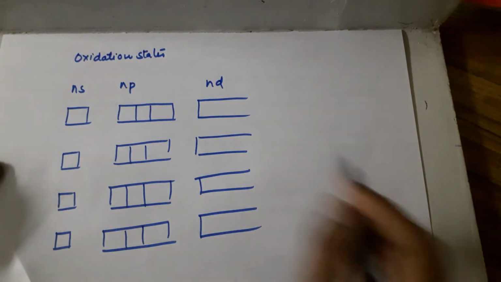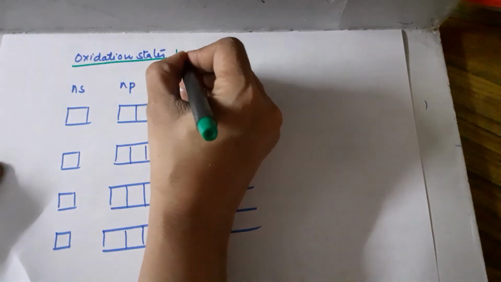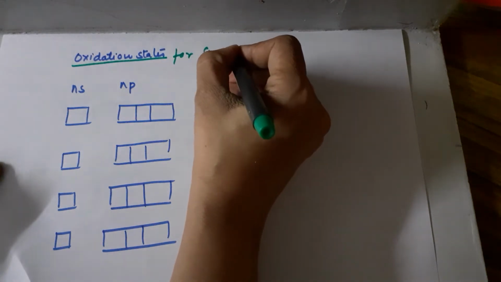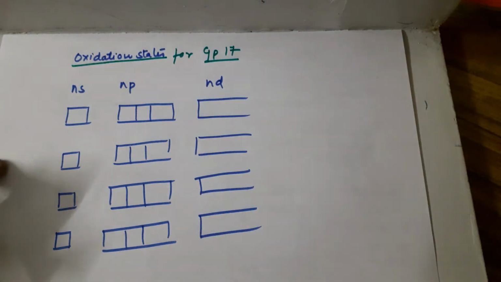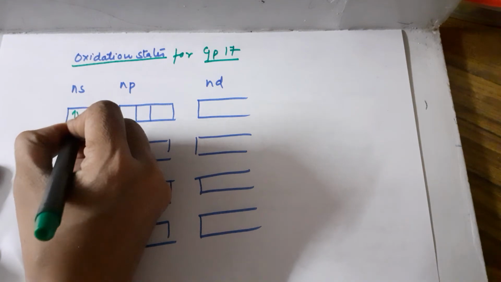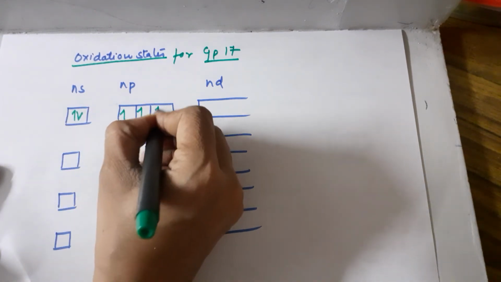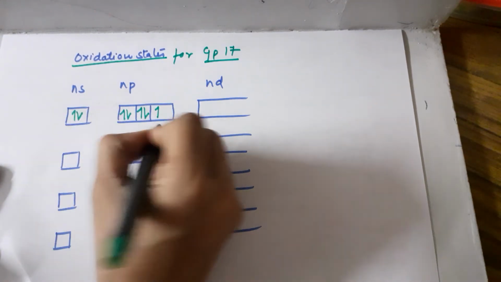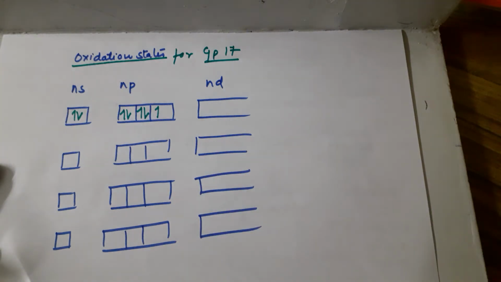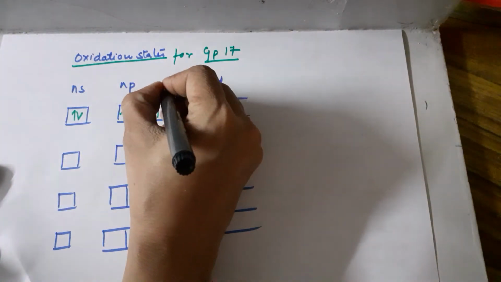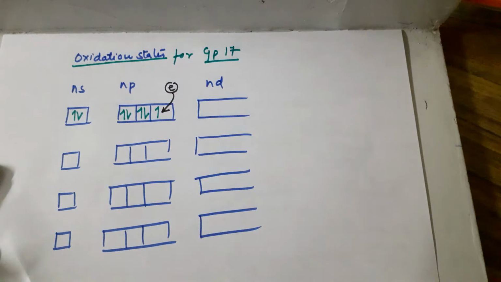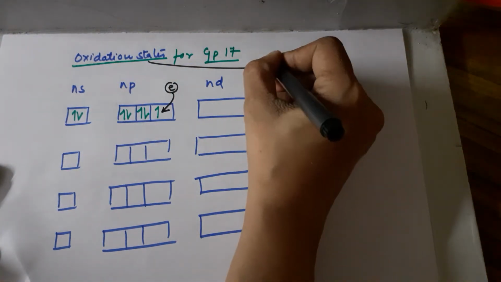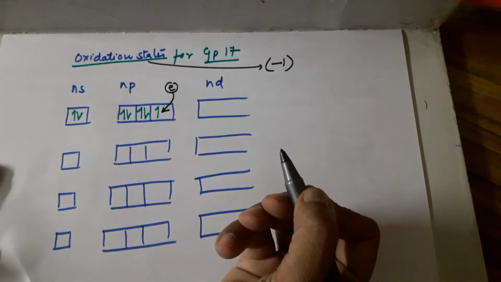Moving on to the next property, which is the oxidation states for group 17 members. The electronic configuration generally is ns2 np5. Now since the electronic configuration is like this, all of them can accept an electron here. So the general oxidation state therefore becomes -1 because they have a tendency to accept electrons.